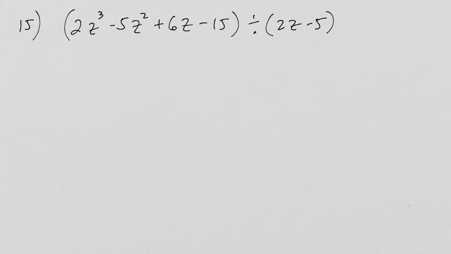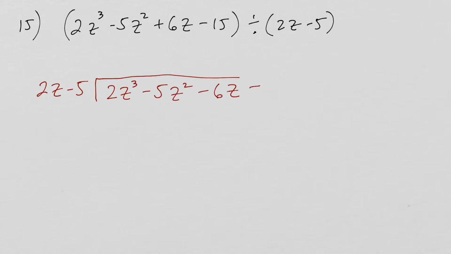Okay, here we're dividing polynomials. So again, I'm going to put the bottom, which is what's after the divide, 2z minus 5, into the top. So I have 2z cubed minus 5z squared minus 6z minus 15. Okay, again, I'm only considering the first term, and I'd have to multiply this by a z squared.